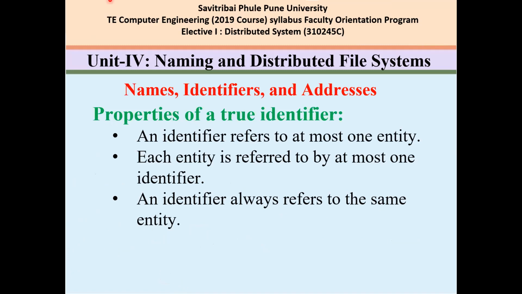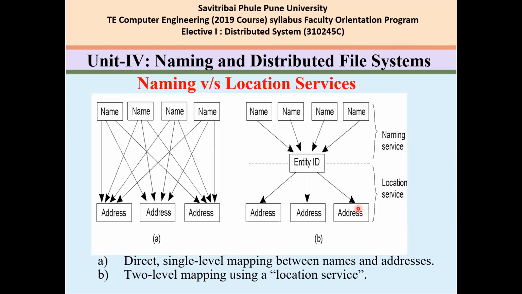So let's talk about properties of a true identifier. An identifier refers to at most one entity. Each entity is referred to by at most one identifier. Okay, so an identifier refers to at most one entity. So see the connection. Each entity is referred to by at most one identifier, and an identifier always refers to the same entity. This is very important. So number of times we cannot change roll number 1 to number of people, right? When it is allotted to that person, it will be there until the complete curriculum is finished.